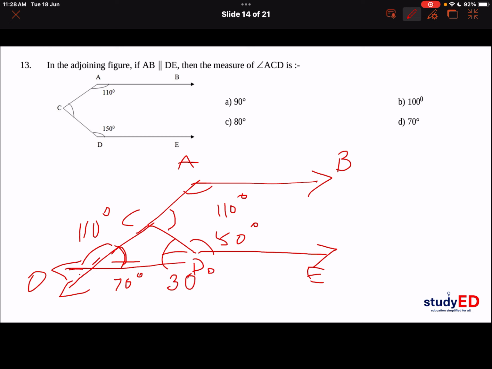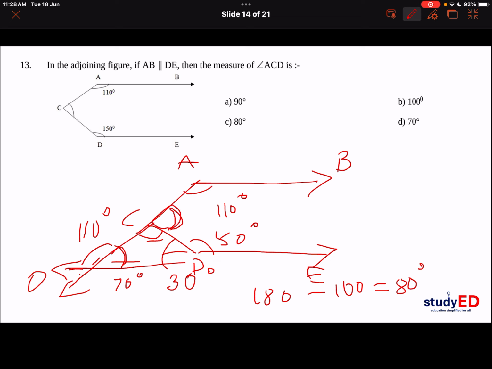And then taking this triangle, this angle over here, what is the value of this? 180 minus 100, which is equal to 80 degrees. Now remember, 80 is not the final answer, we just found that out. Still, we have to find the angle here, ACD.